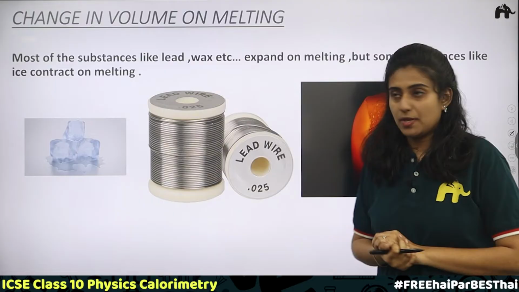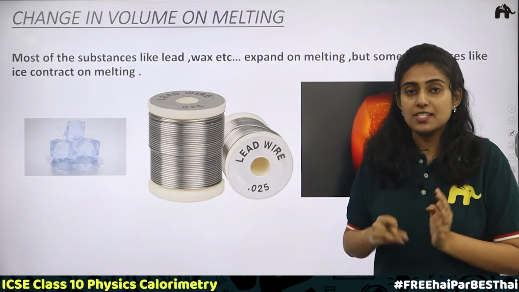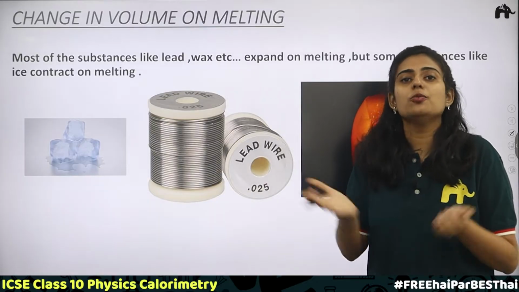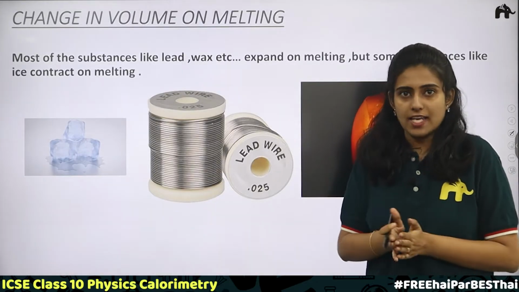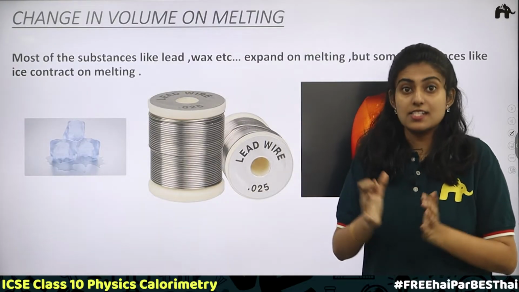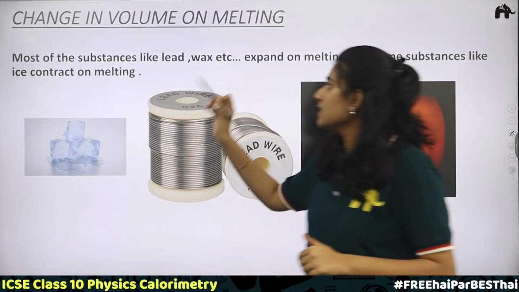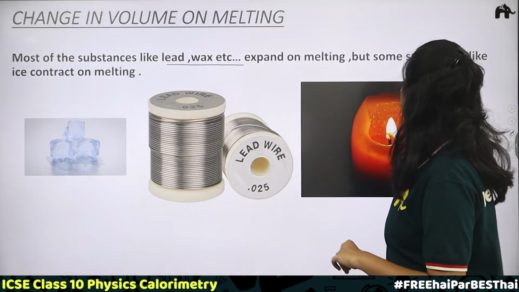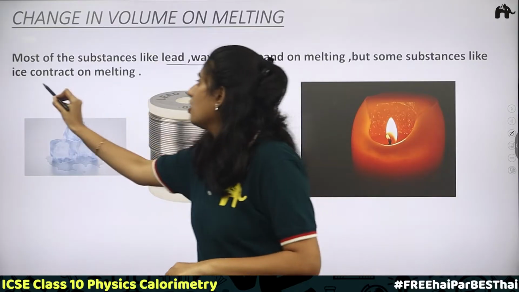Change in volume on melting. When you take some substance and supply heat, it starts melting, and the substance volume will increase. Okay, that is, the substance will expand. But in some cases, the substance will contract, that is, the volume will decrease. So most substances like lead, wax, etc., expand on melting, but some substances like ice contract on melting.